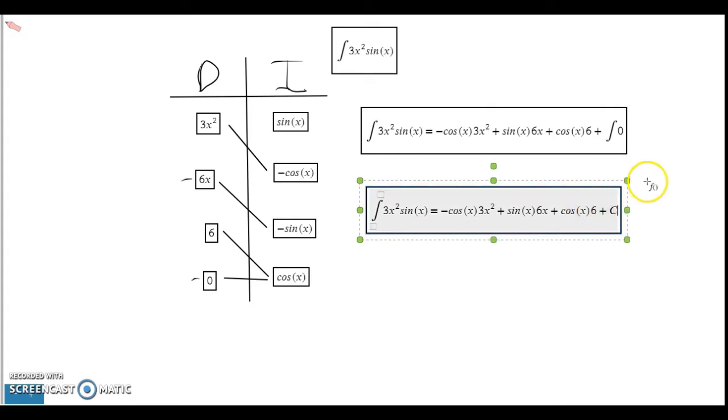Alright, so it's just as simple as that, and you can see why we kept doing derivatives until we reach 0, because 0 is going to be a lot easier to work with than if we did 6 negative sine x. Alright, so we're going to use the same method to solve other examples in this video. So let's see those other examples.